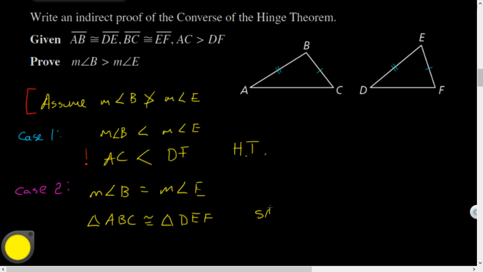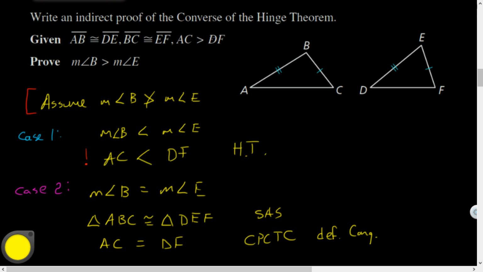By side angle side. And then what Josh just said, that AC would be congruent to DF, and then AC will equal DF by definition of congruence. Right, definition of congruence, or CPCTC, and definition of congruence.